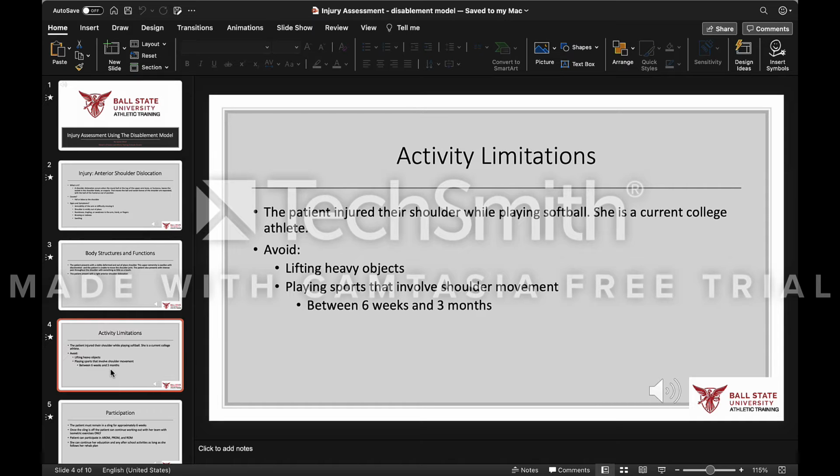Moving on, some activity limitations for this athlete: the patient injured their shoulder while playing softball, as she is a current college softball athlete. Something she should avoid doing is lifting heavy objects and playing sports that involve shoulder movement. Now for softball, that is almost every position and throughout the entire game. So she should avoid playing anywhere between 6 weeks and 3 months.